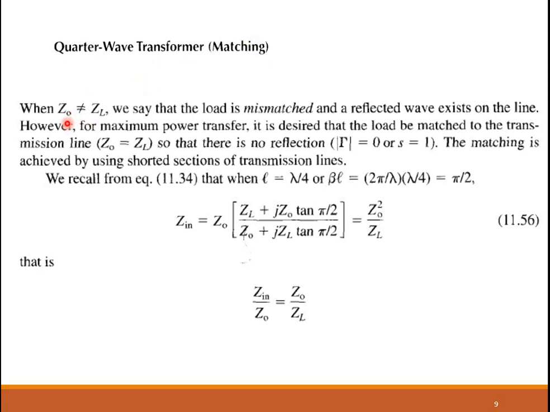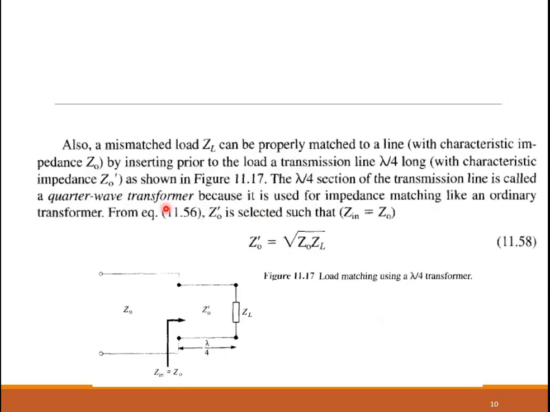We already know that if the characteristic impedance and load impedance are not equal, then your load is mismatched. There will be a reflected wave, and power transfer cannot be maximum. For maximum power transfer, what is desired? Z0 and ZL should be equal and there should be no reflection. That means your standing wave ratio should be 1. So in quarter wave transformation, this matching of Z0 to ZL is achieved by using short sections of the transmission line. This is the figure.